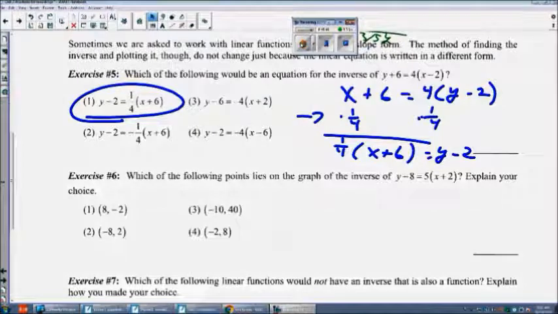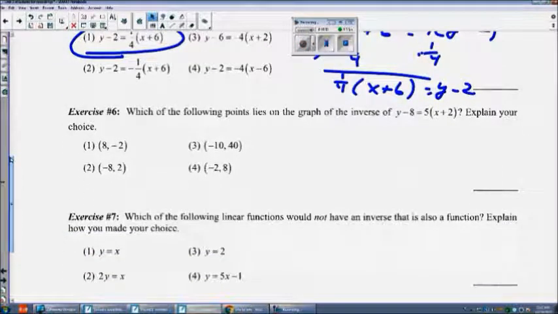Let's take a look at number 6. Same exact thing. Okay, now we're going to find the point. So get it in point slope form.